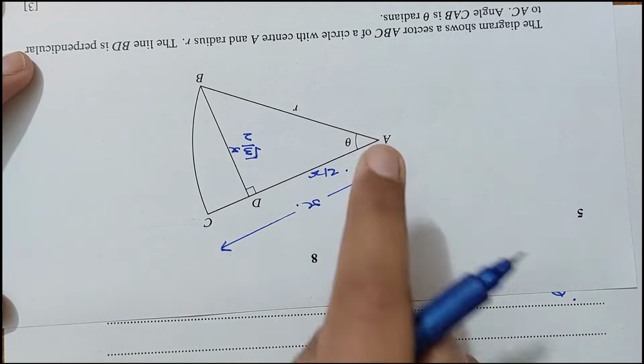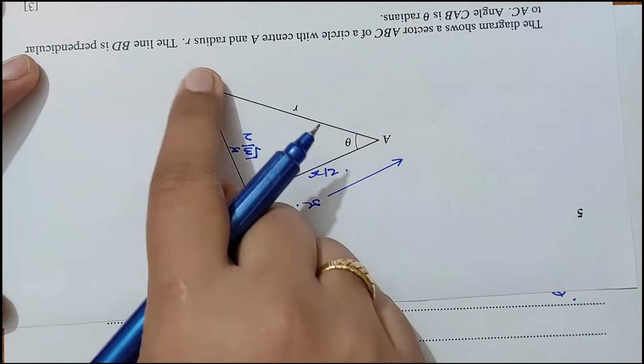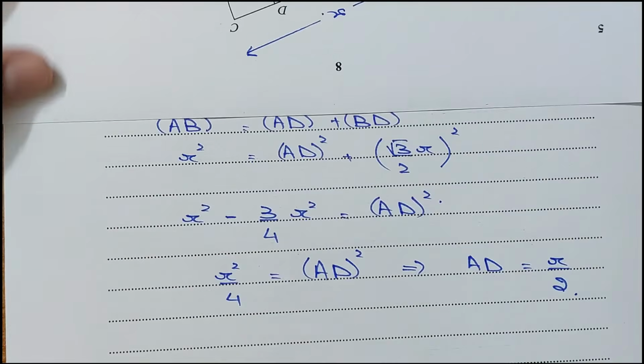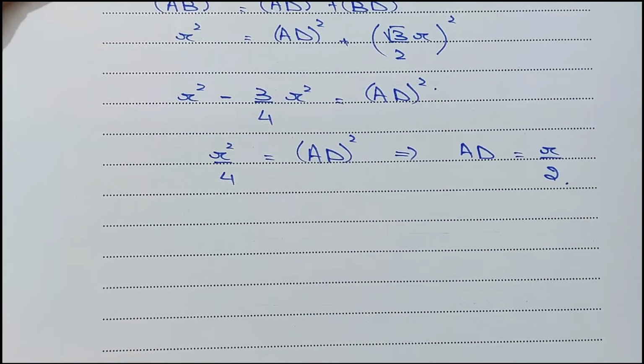Okay, now let me find the angle theta to get the arc length, this arc length. How can we solve for angle theta? Let me draw this triangle to get angle theta easily, right?